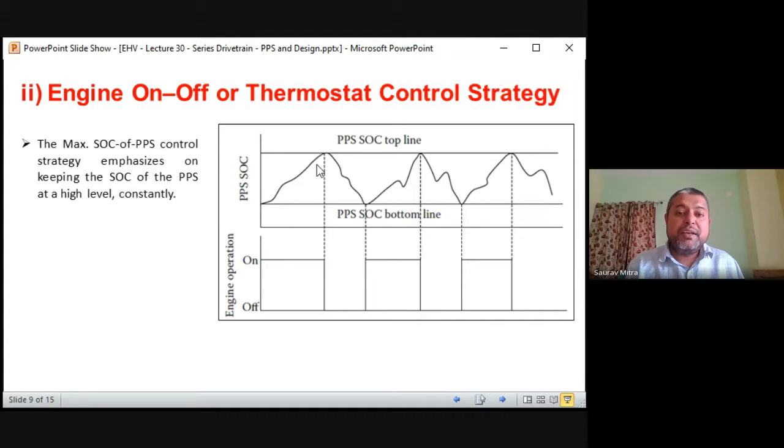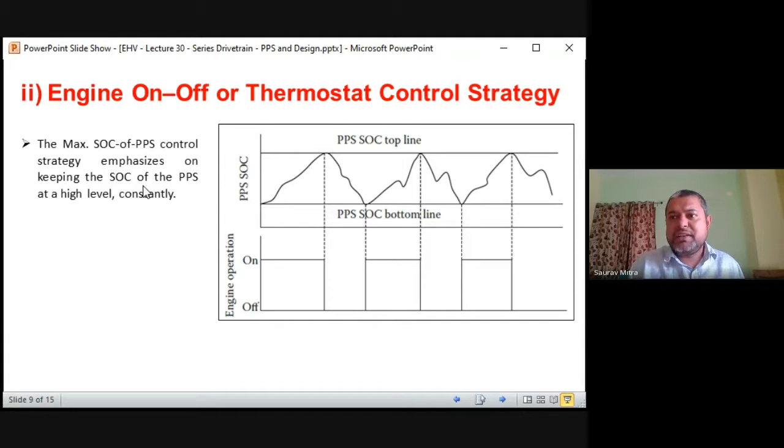Whenever it is charging, as soon as the PPS reaches the top line 100%, it is going to be switched off by the thermostat. Now let us see what are the six lines written on this on-off thermostat control. So this can be a 5-mark question, this cannot be a 10-mark question. So as long as the PPS is charging, the engine generator is going to be on.